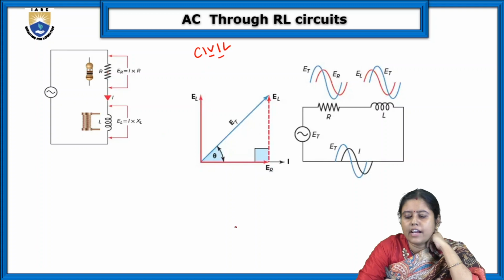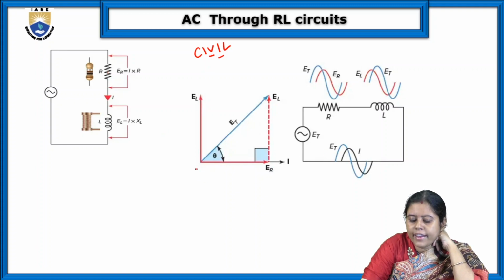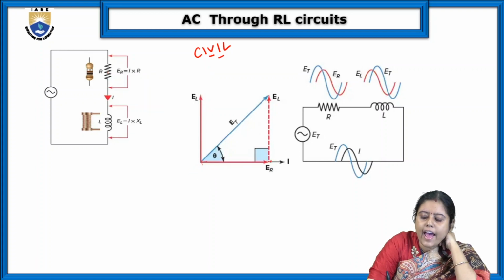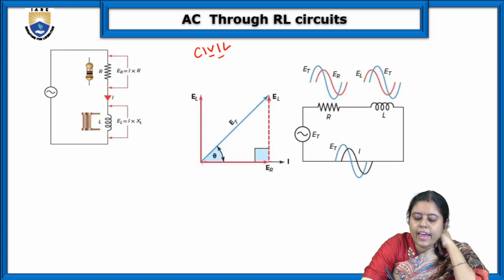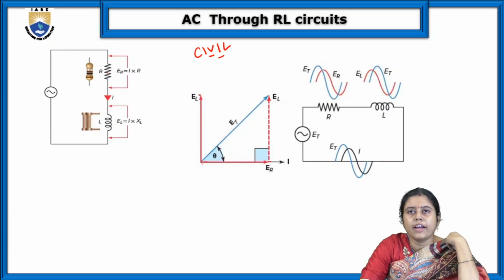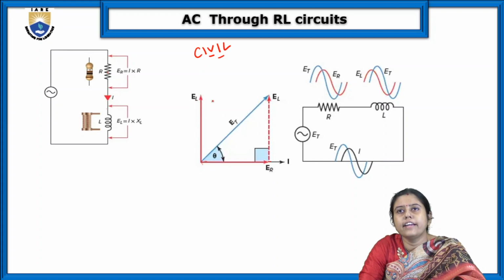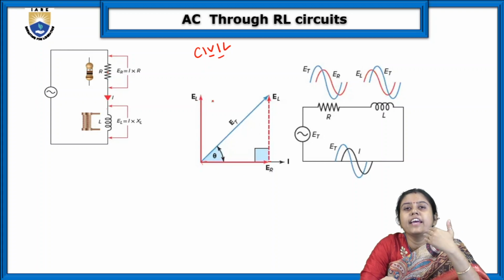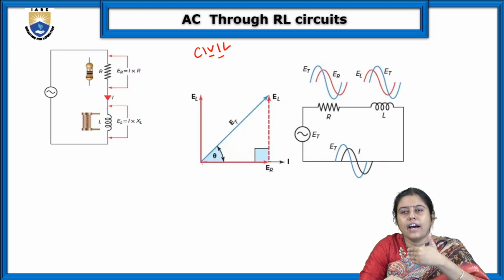As this is a series circuit, we are taking the current as the base. Now what is EL? EL is the voltage across the inductor, and EL you can see is leading the current by 90 degrees. It is not leading the voltage across the resistor. It is always leading the current. Remember this, voltage is always leading the current.